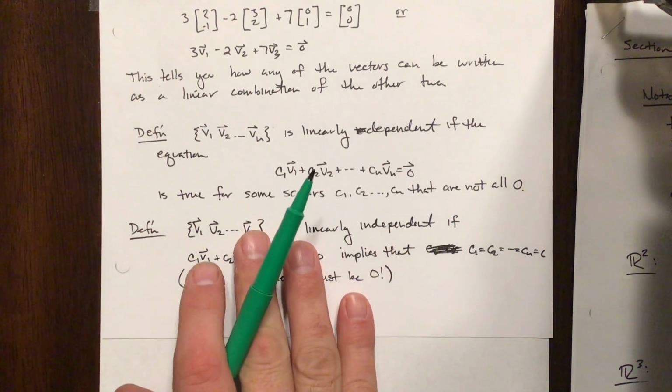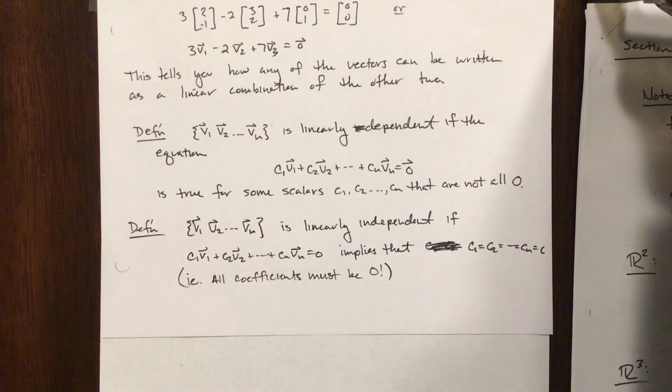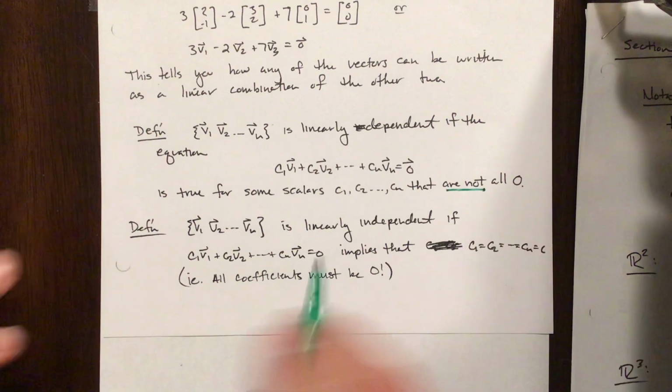So let's give you a definition. The set of vectors v1 through vn is linearly dependent if the equation c1 v1 plus c2 v2 all the way to cn vn equals 0 is true for some scalars that aren't all 0, so that they are not all 0.